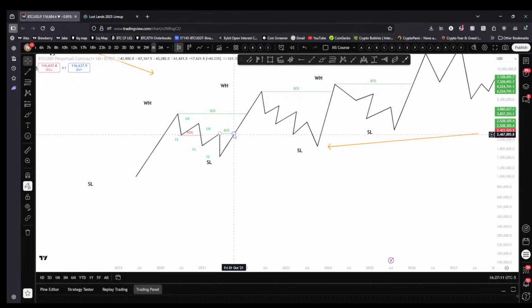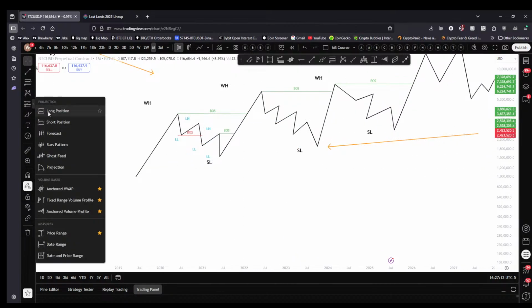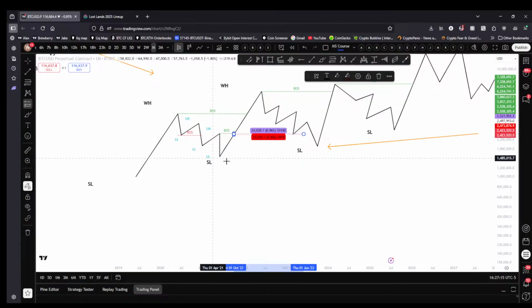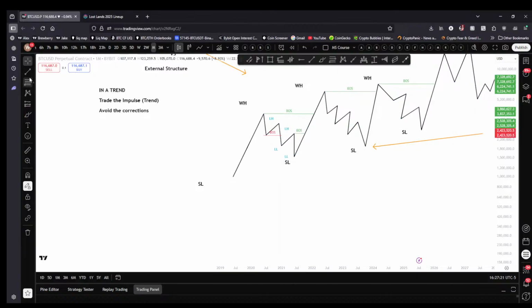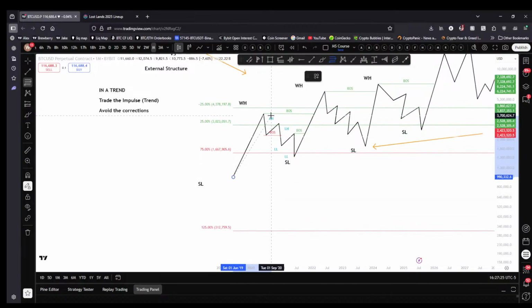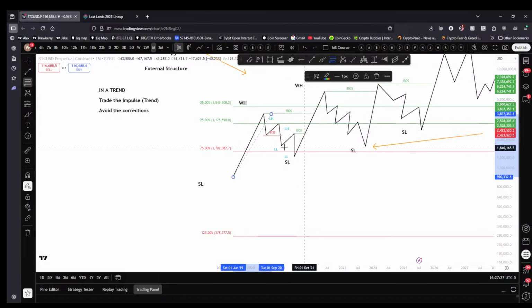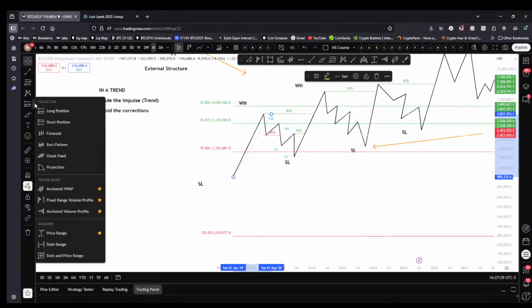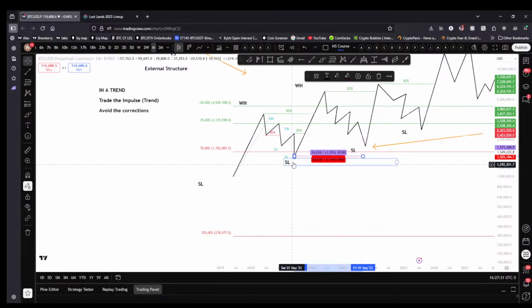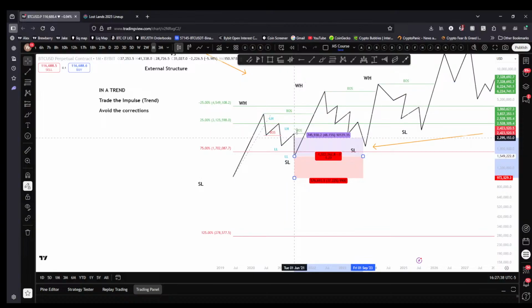So that would be a good place to enter the trade. There's a couple ways to enter into a trend. You can understand that you want to get in on the discount for risk to reward purposes, and you want to put your stop loss behind your strong low.